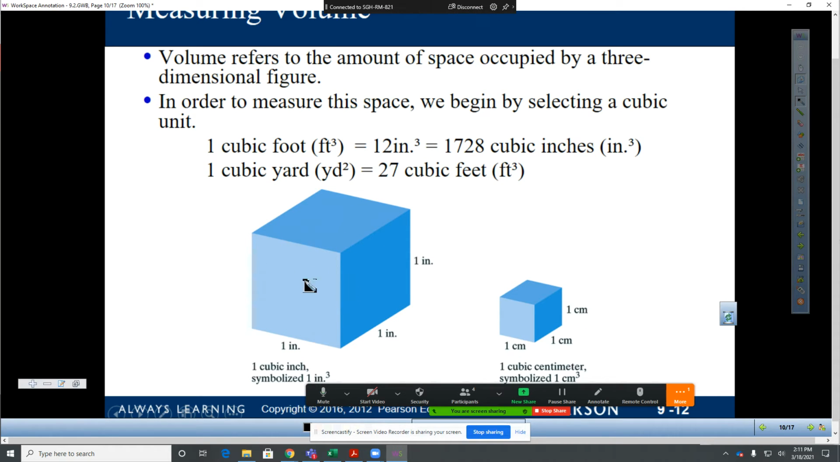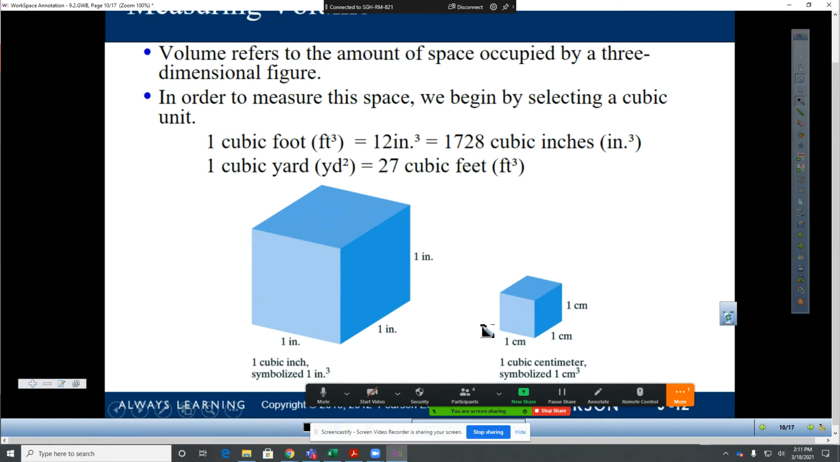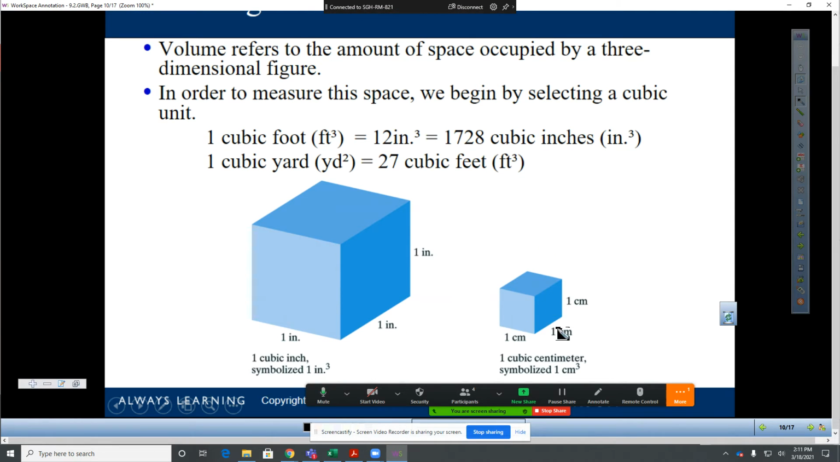The volume of a cubic inch is 1 inch by 1 inch by 1 inch. It's a cube. Everything's 1 inch long. You multiply the three. You multiply length, width, and height. So that's 1 cubic inch. This is 1 cubic centimeter.